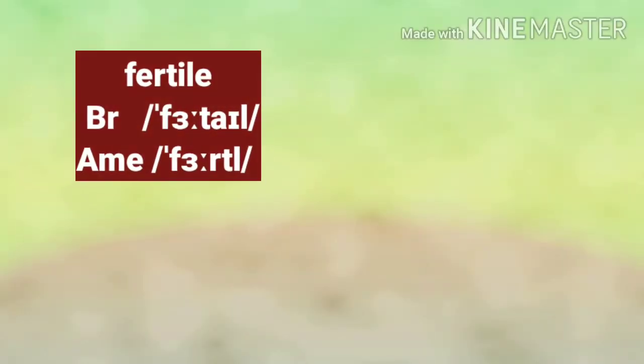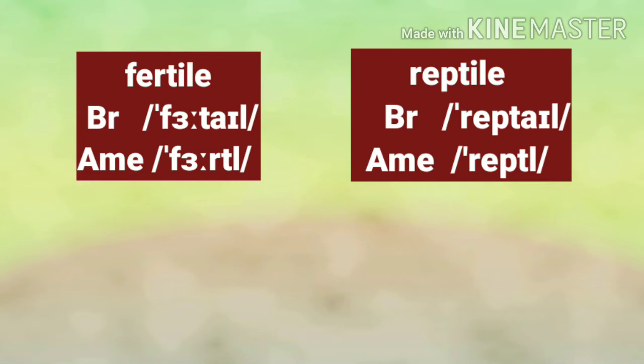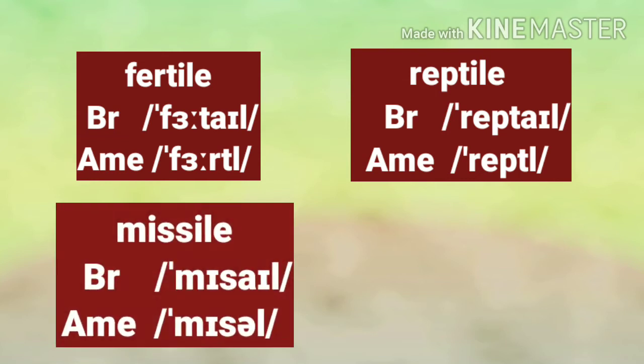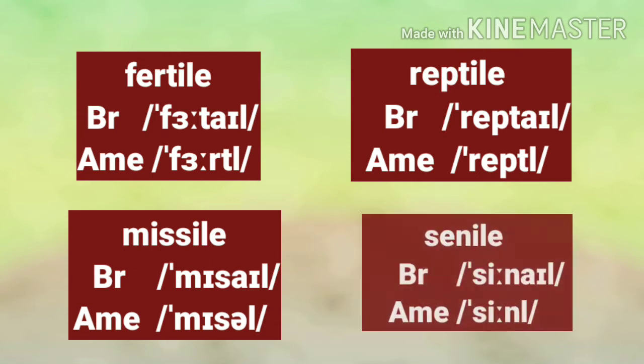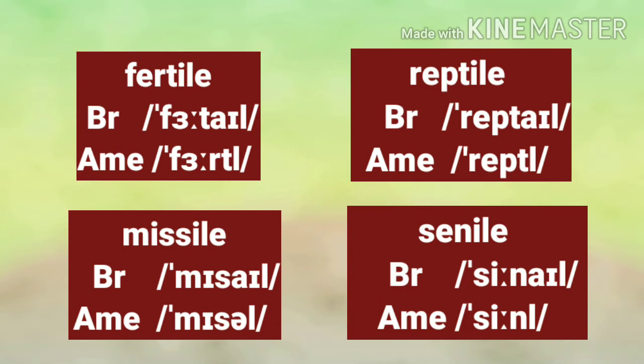Look at these examples. In British accent, it is pronounced fertile. In American accent, fertile. In British English, reptile. In American, reptile. In British English, missile. In American English, missile. In British English, senile. In American English, senile.